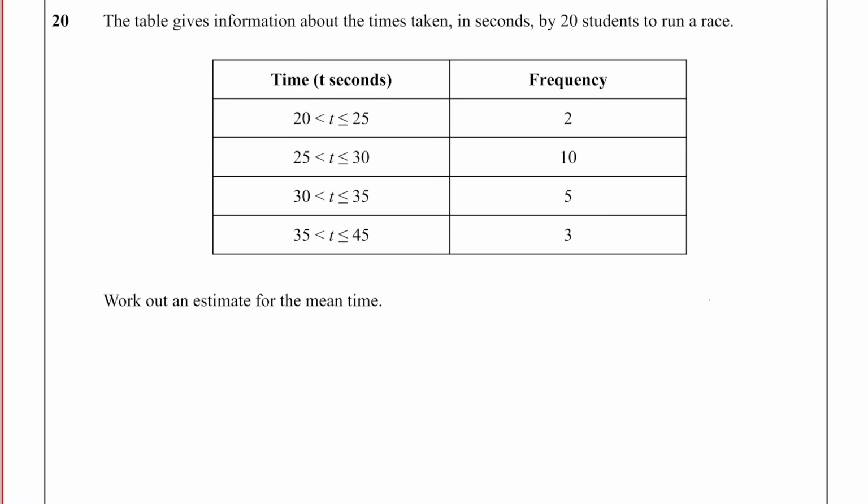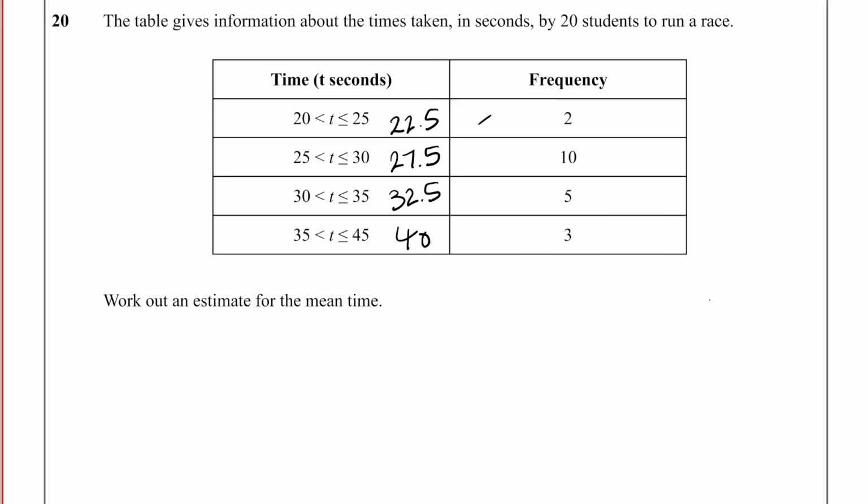So we need to add up all their times and divide by 20, but we don't know their exact times. And that's why it's called an estimate. And we're going to use the midpoint. So we're going to say these 2 people were halfway between 20 and 25, 22 and a half. 10 people had a time of 27 and a half. These 5 people all finished the race in 32 and a half seconds. And these 3 people all finished in 40 seconds.